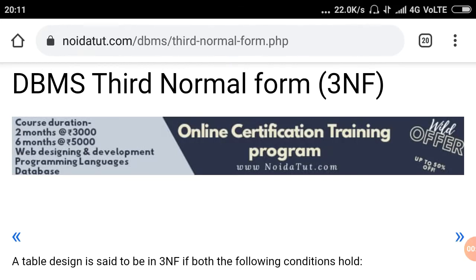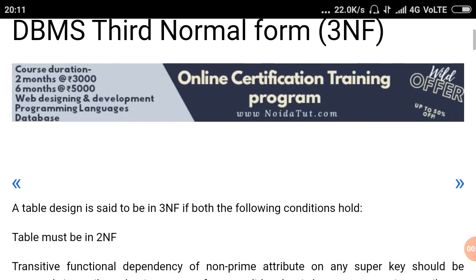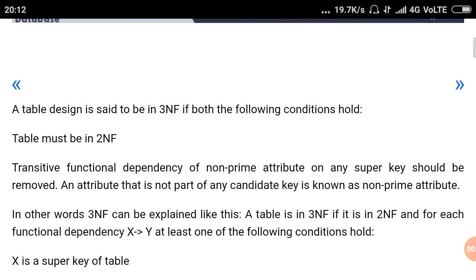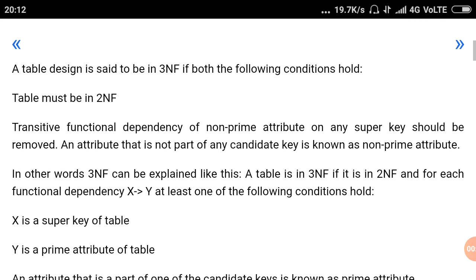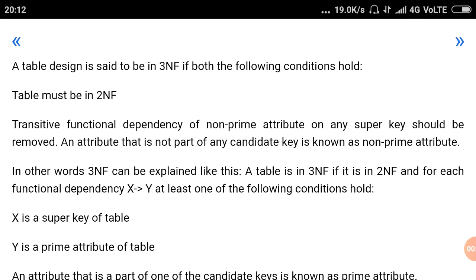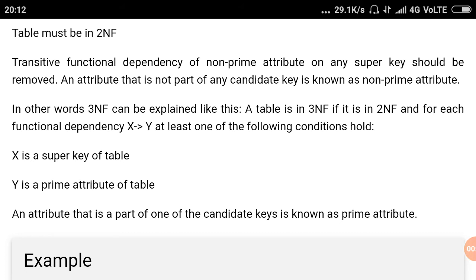We are going to work with database management system third normal form. A table design is said to be in third normal form if the following conditions hold true. The table must be in second normal form. Transitive functional dependency of non-prime attribute on any super key should be removed. An attribute that is not part of any candidate key is known as non-prime attribute.